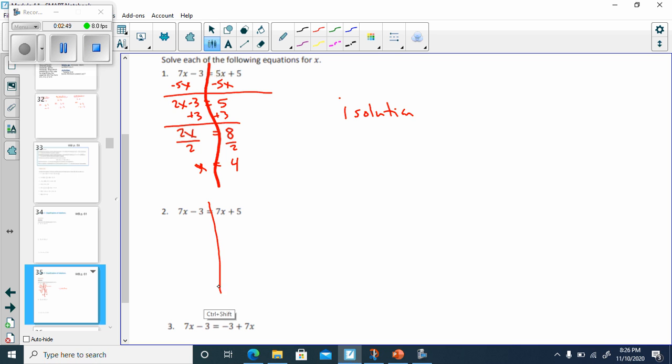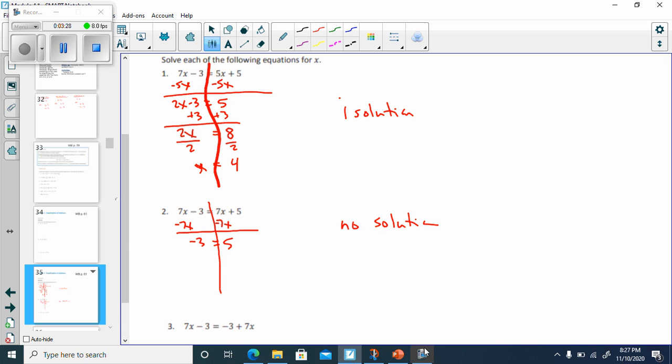Let's try this side. I've got 7x minus 3 is equal to 7x plus 5. Now we can tell right now there's no solution to this because there's nothing I can plug in for x and make these equal to each other, because 7 is your coefficient here and here, and there's nothing I can subtract 3 from and add 5 to and get the same number. But let's try it and see. What if I subtract 7x from each side? What does it look like? It's going to look like negative 3 is equal to 5. That doesn't make sense. There is no solution.